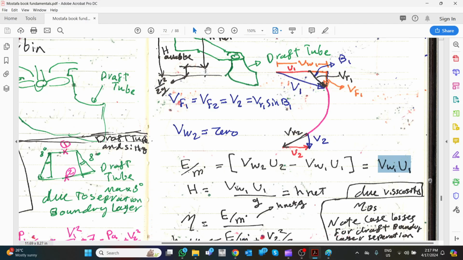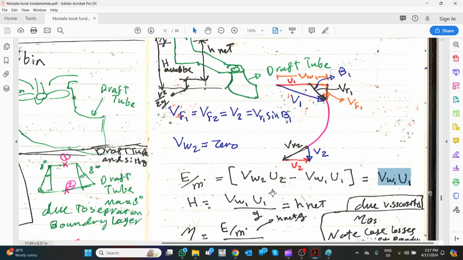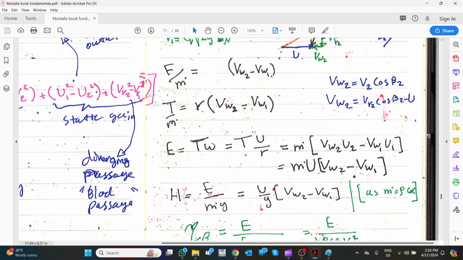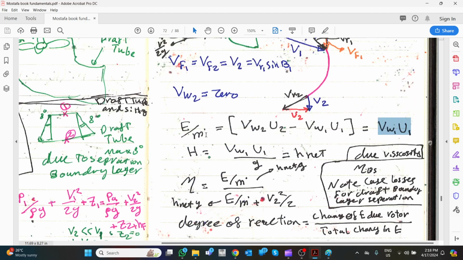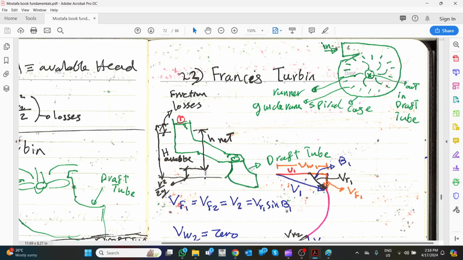Okay, and the head is divided by m dot, sorry, or rho g, as we agreed before. Head equals energy or power divided by m dot g, and because this one is power divided by m dot, head is this one divided by g, which is whirling velocity 1 multiplied by u1 divided by g, and this is the net head. This is whatever we are going to get.